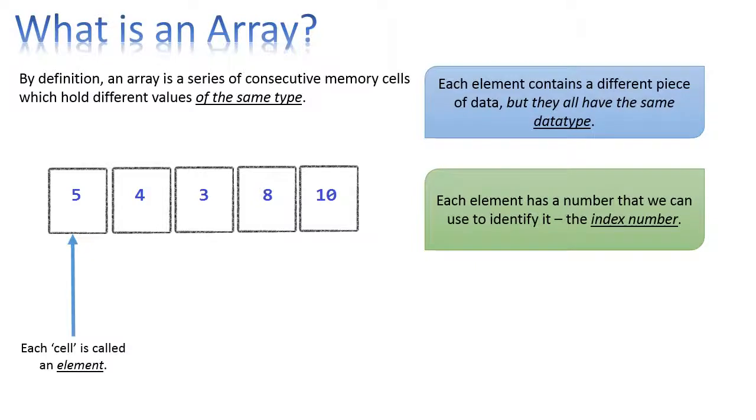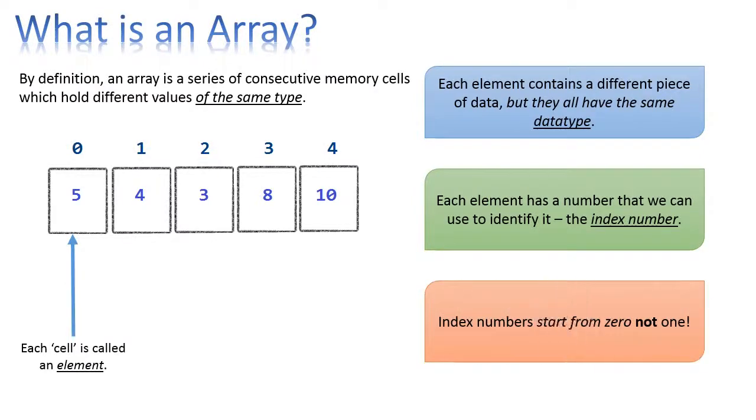Each element has an index number, which is basically a number that we can use to identify individual elements. Now, as the figure shows, index numbers start from 0. And the index of the last element is always one less than the size of the array. In this case, we have an array of 5 elements. The last element would have index number 4.